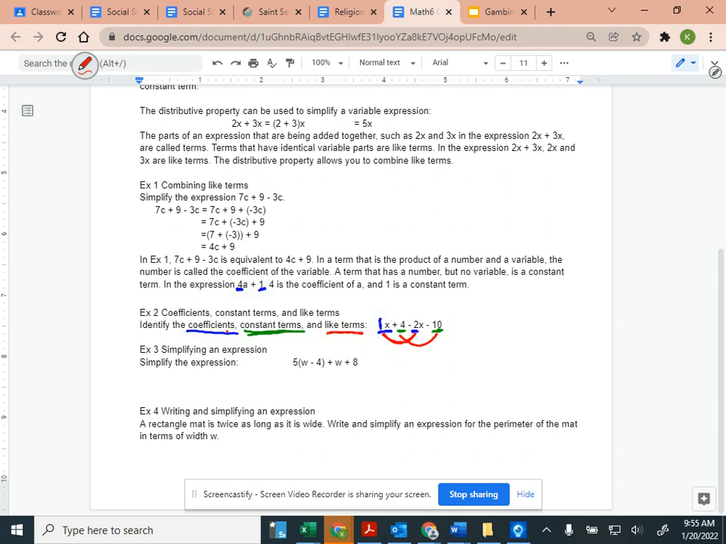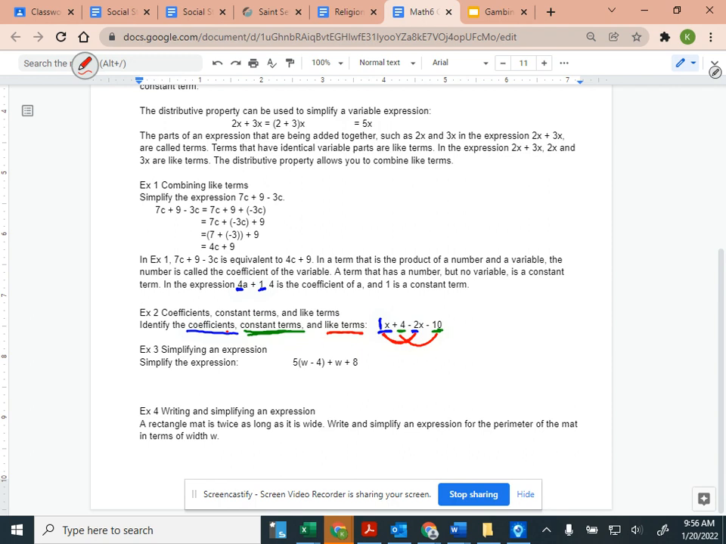Could I combine 1x and 4? No, they're not like terms. You can only combine things that are the same, that are like. They either have the same variable letter or they have no variable.